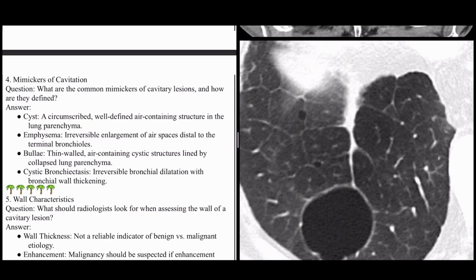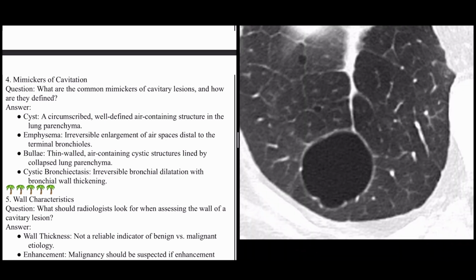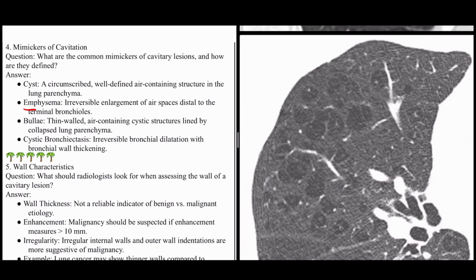We begin with mimickers of cavitation. What are the common mimickers of cavitary lesions and how are they defined? We begin with the cyst, which is a circumscribed, well-defined, thin-walled. This is very important, it's thin, not thick, air-containing structure in the lung parenchyma. Then we go to emphysema, which is irreversible enlargement of air spaces distal to the terminal bronchioles. So the really thin wall of the emphysema lesions will correspond, in fact, to the walls of the terminal bronchioles.